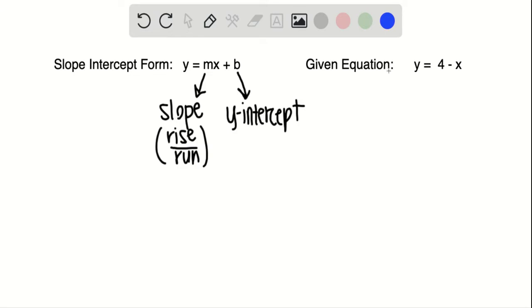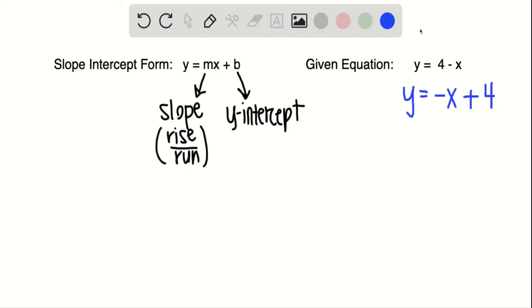The given equation we have to work with is y is equal to 4 minus x. Sometimes it's a little bit confusing to think about what's the slope and the y-intercept of equations that are not written in exactly slope-intercept form. So you might want to consider rewriting this equation in slope-intercept form, where you have your mx first and then your b next. So if we do that, we would change it around and say y is equal to minus x, or negative x. And since this 4 doesn't have a negative or a minus sign in front of it, we will assume that this is a plus 4.